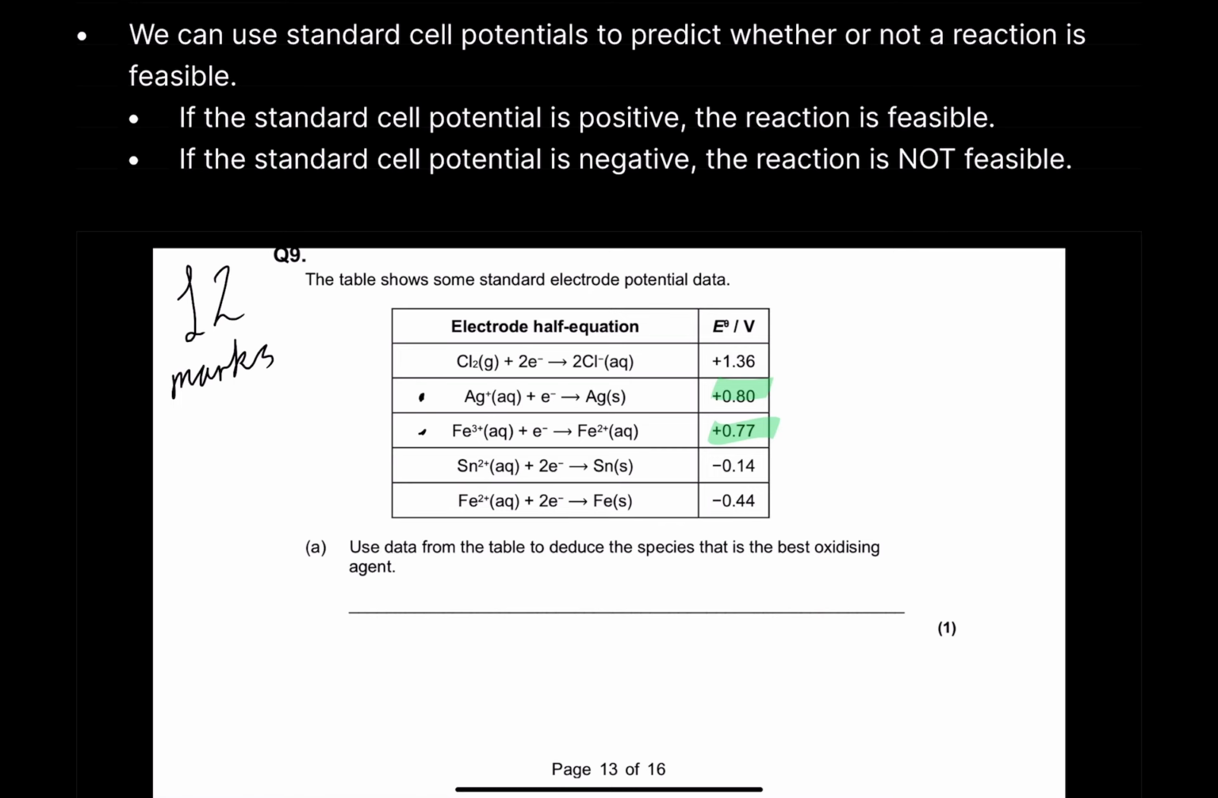And also, by the way, as you can also tell, the higher the difference, the faster the rate of the reaction usually, and the more likely the reaction is to happen. So it wouldn't be a very fast reaction, but it still would happen. The electron potential is higher.